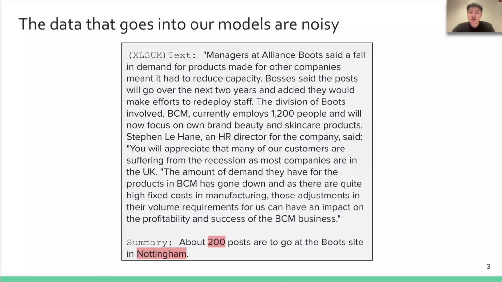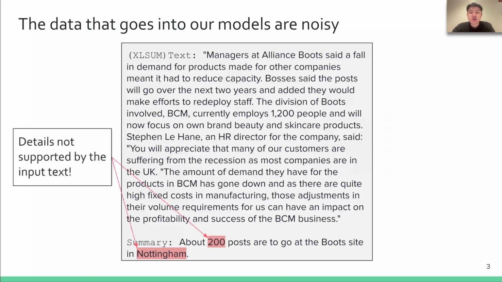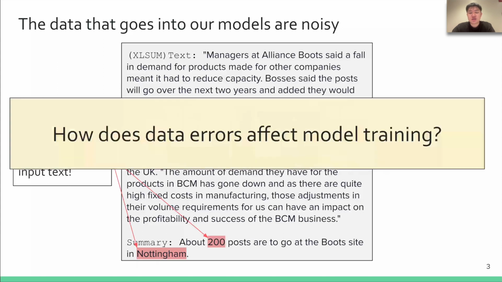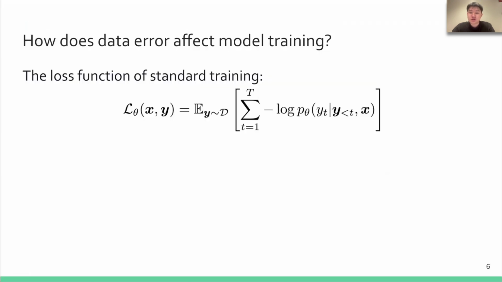In this case, in a summarization dataset, there are certain details in the ground truth summary that are not supported by the input passage. The ultimate question that we would like to ask is: how do these data errors affect model training? We look into this from a theoretical perspective. The autoregressive maximum likelihood objective breaks down the sentence probability into sums of log probabilities of individual tokens.